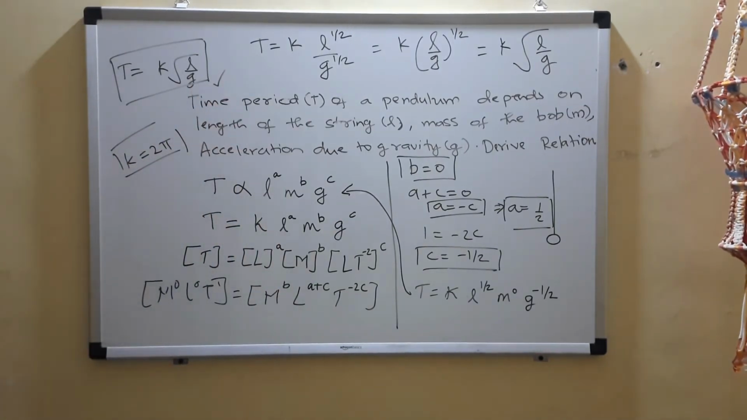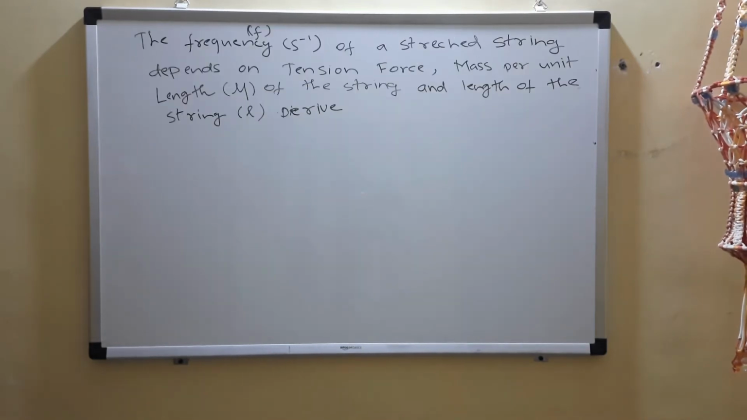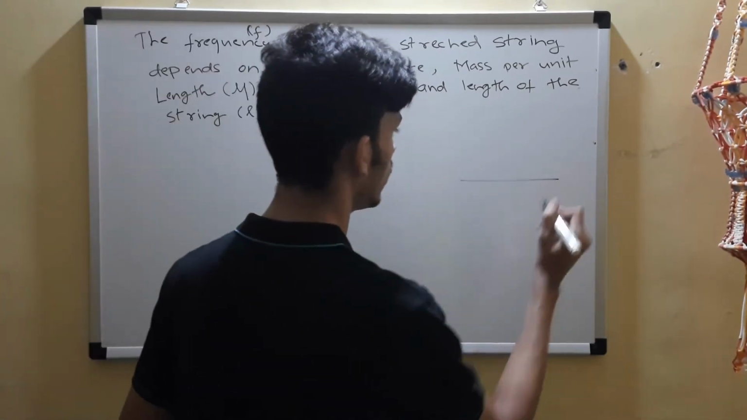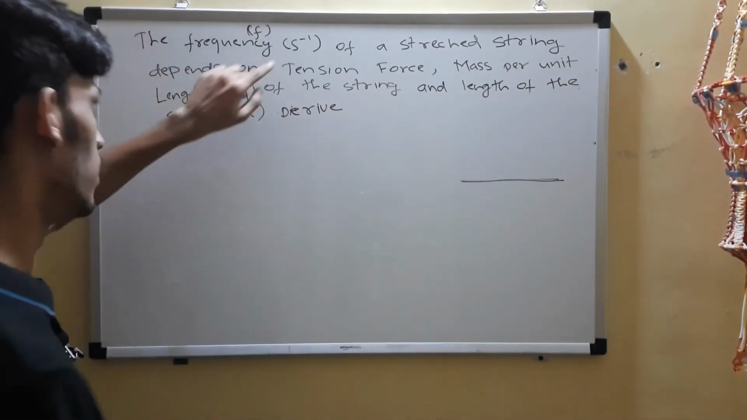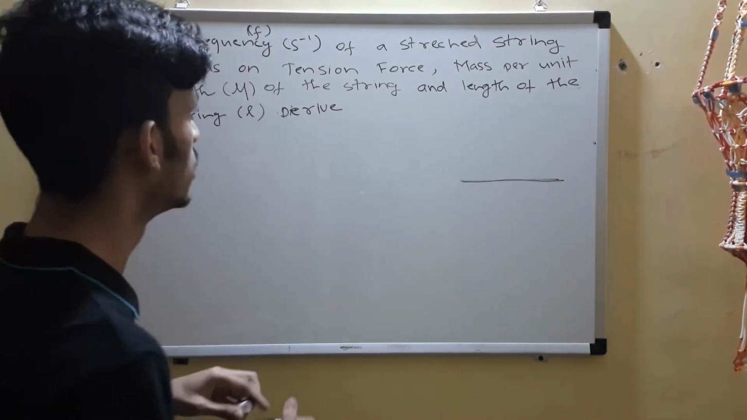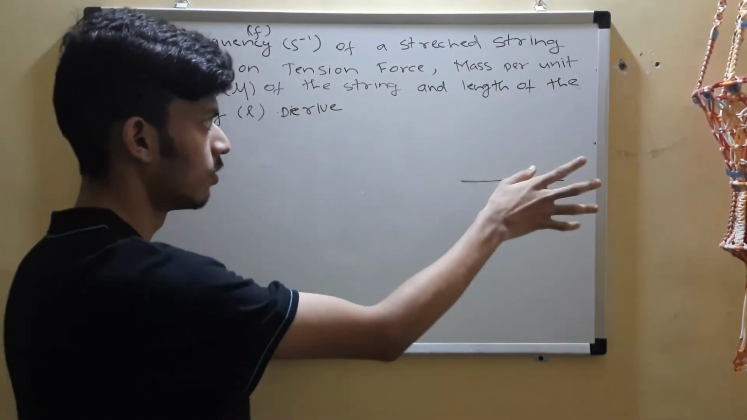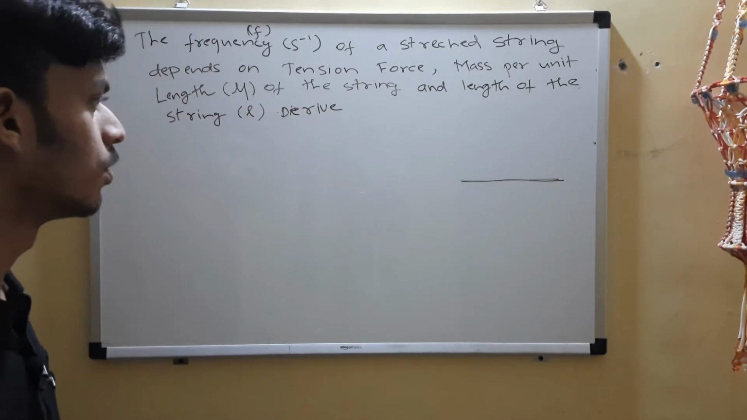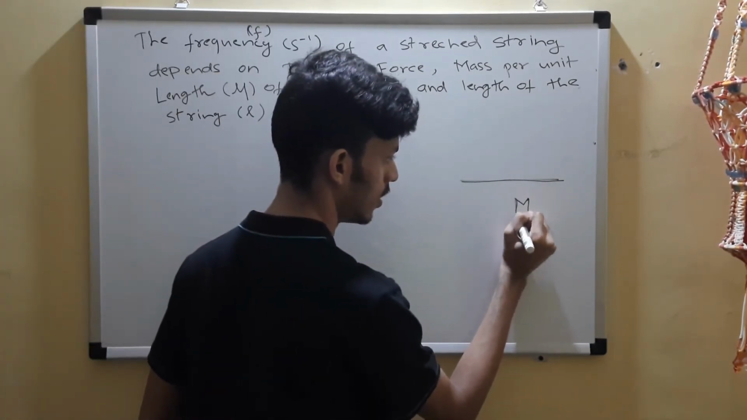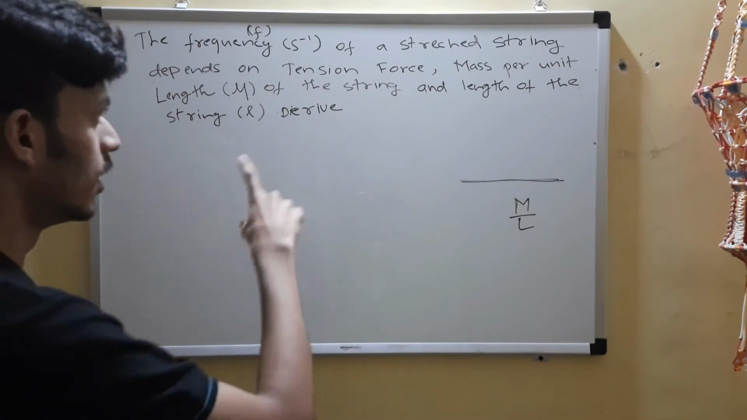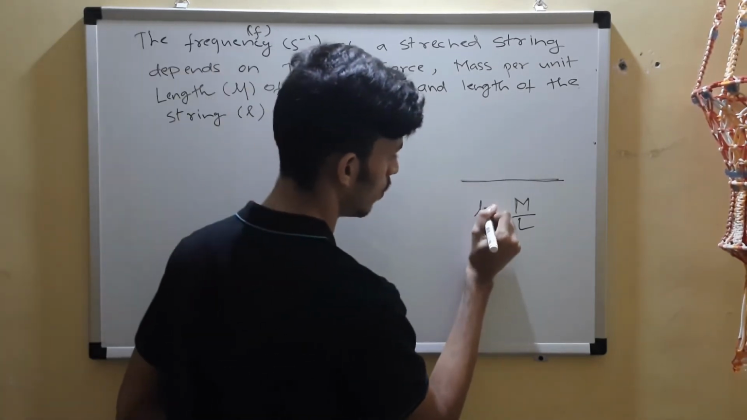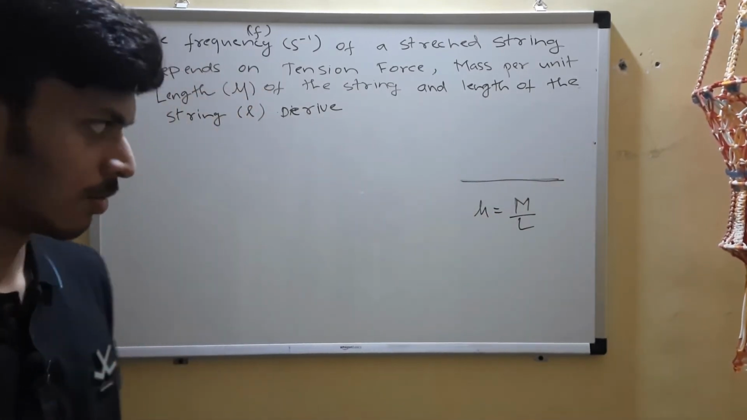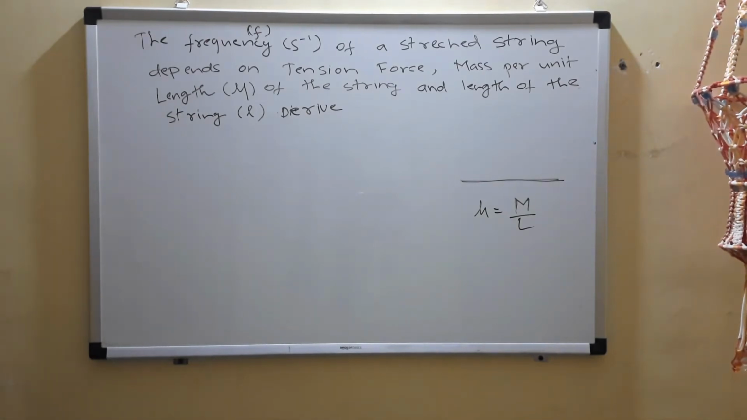Okay, it says the frequency of a stretched string depends on the tension force. So you have a stretched string whose frequency they have provided, so you can derive the dimensions. It depends on some tension force, and mass per unit length of the string, so you divide mass by length of the string. They have called this mu. And they have also said that it depends on the length of the string. So you can quickly try this out, pause and try.